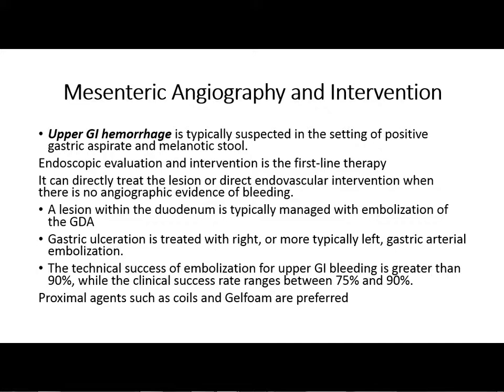Gastric ulceration is treated with right or, more typically, left gastric arterial embolization. The technical success of embolization for upper GIT bleeding is greater than 90%, while the clinical success rate ranges between 75 and 90%. Proximal agents such as coil and gel foam are preferred.